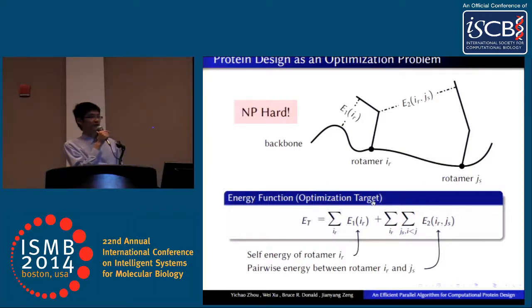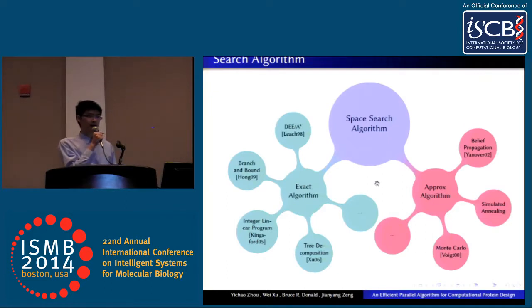Even with such assumptions, people have proved that this problem is NP-hard. So many approximate algorithms, such as Monte Carlo and belief propagation, have been proposed to solve it. However, these algorithms cannot give any provable guarantee that the global minimum energy conformation will be found.